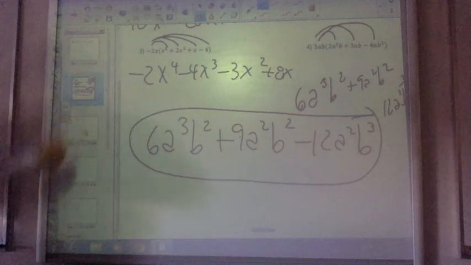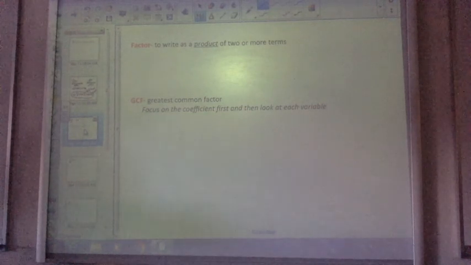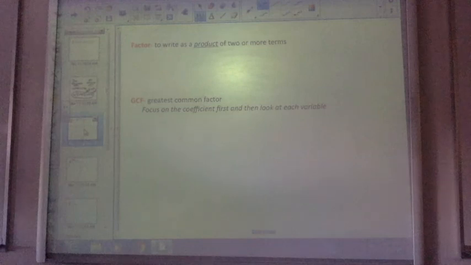All right. So, factor means to write as a product of two or more terms. Okay? So, if you wanted to take, say, the number 6, the 6 is the same thing as 2 times 3. That's the factors. If you had xy held together, then that's x times y. If you had x squared, that would be x times x. Or if you had y to the fifth, it would be y times y times y times y times y.